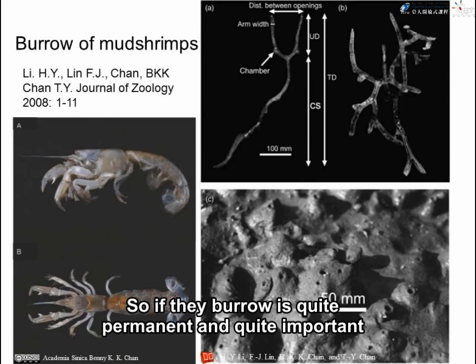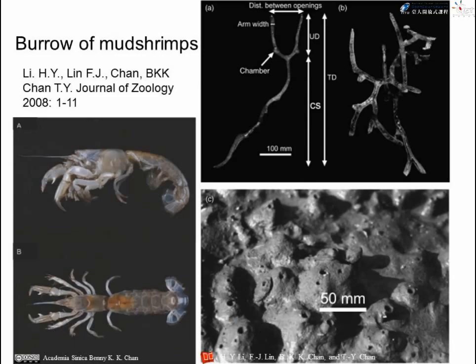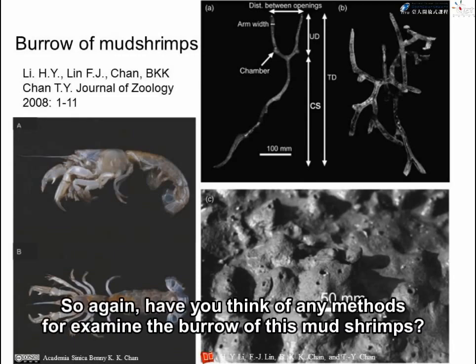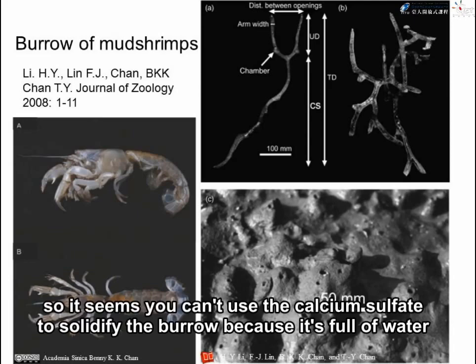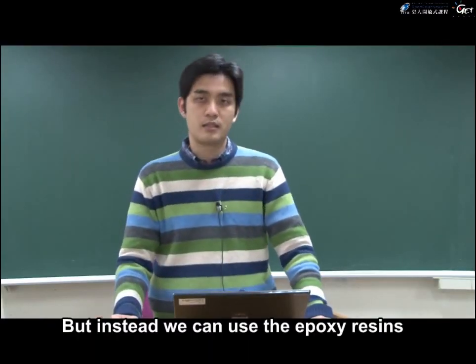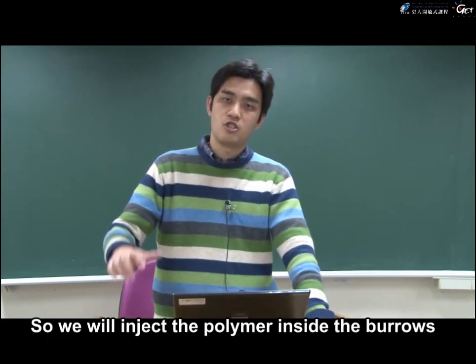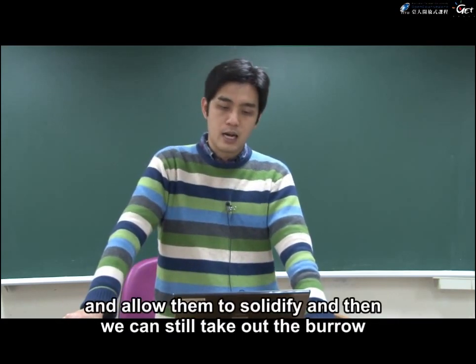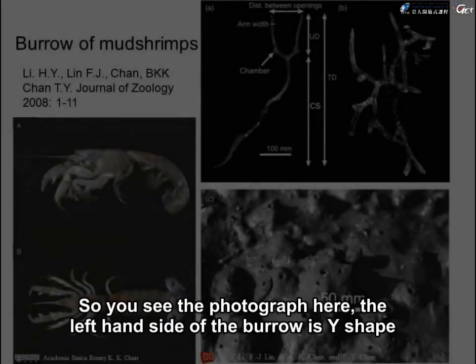So if the burrows are quite permanent and quite important, what is the structure of those burrows? Again, think about any method to examine the burrows of those mud shrimp. The burrows are very thin, and they are wet with water, so you can't use calcium sulfate to solidify the burrow because it's full of water. Instead, we can use epoxy resins, which is a plastic polymer that will still solidify underwater. So we inject the polymer inside the burrows and allow them to solidify, and then we can still take up the burrow. So you see the photograph here.